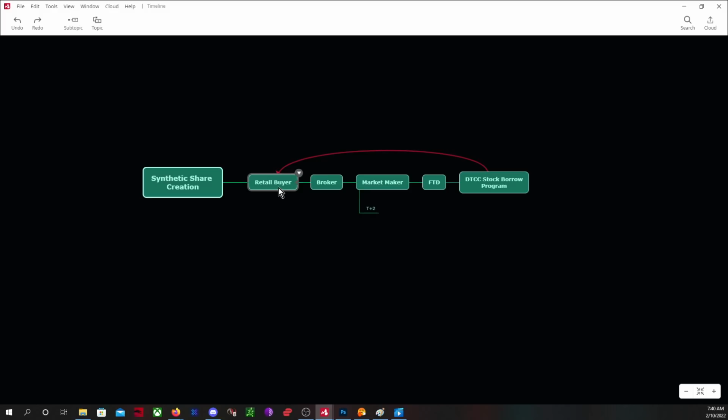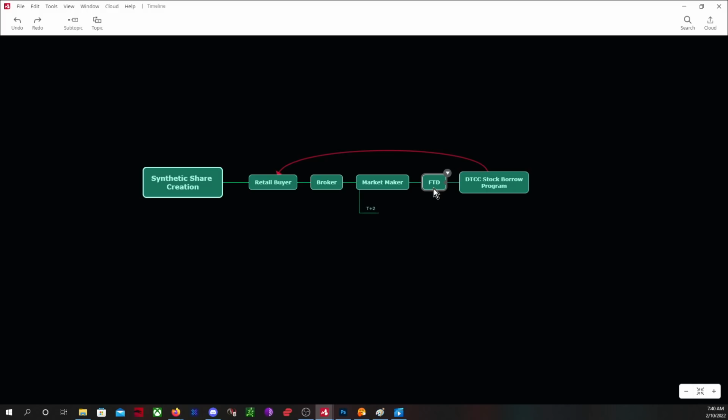But essentially, retail buyer wants to buy a stock, goes to their broker, right? Submits the order. That order flow is then sold to the market maker, right? Who then naked short sells a stock to the retail buyer. He sold them a stock he doesn't own. The market maker did. So now what happens? Well, T plus 2 days later, a failure to deliver is created.